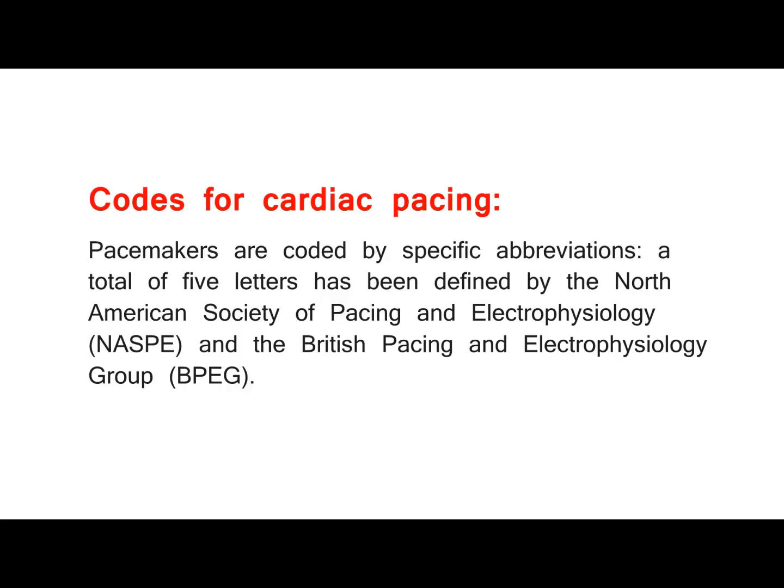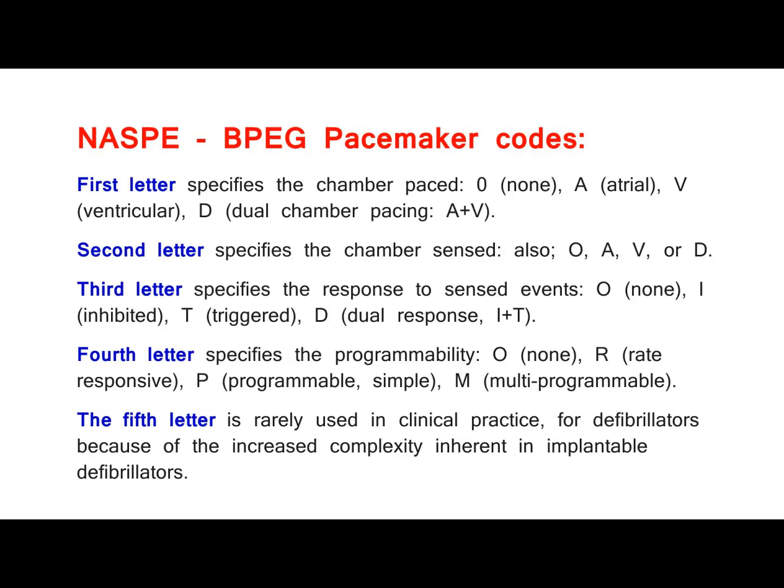Codes for cardiac pacing. Pacemakers are coded by specific abbreviations. A total of 5 letters has been defined by the North American Society of Pacing and Electrophysiology, NASPE, and the British Pacing and Electrophysiology Group, BPEG. NASPE, BPEG pacemaker codes. First letter specifies the chamber paced: O, none; A, atrial; V, ventricular; D, dual chamber pacing, A and V.